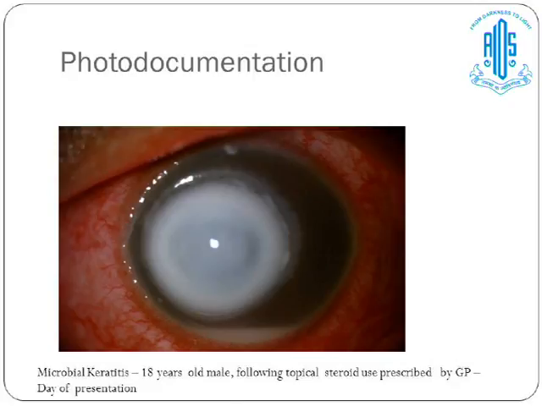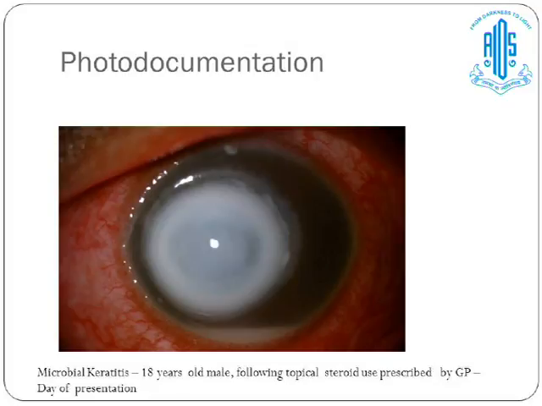This was a young male with a large fulminant ulcer following topical steroid prescribed by the general physician for his red eye. The patient's relatives were very apprehensive about what was happening, and I kept doing whatever treatment was required, but at the same time I made sure that I was photo documenting whatever I was seeing on the slit lamp. So this was when he came to us.